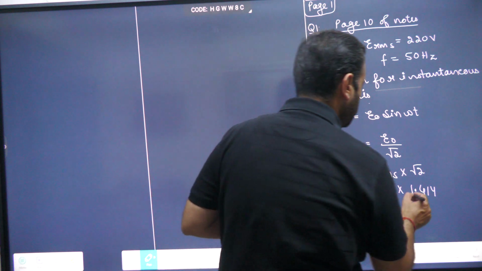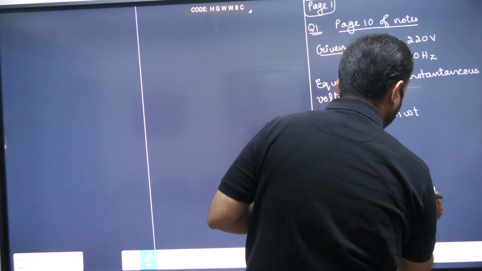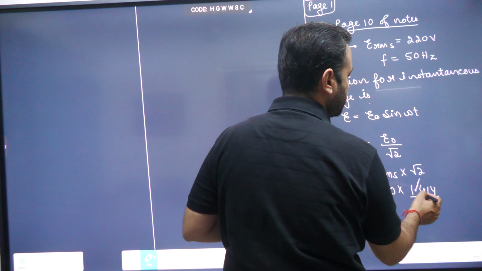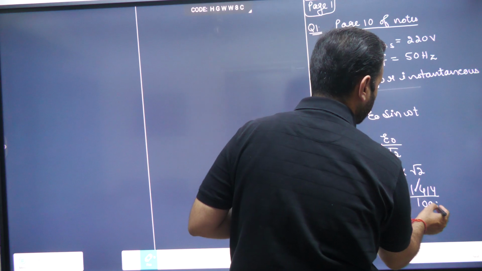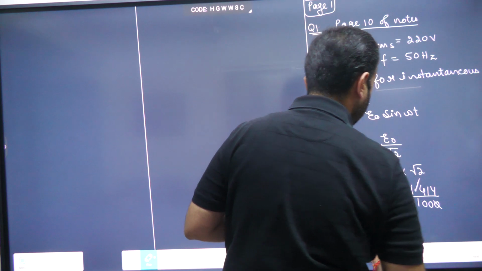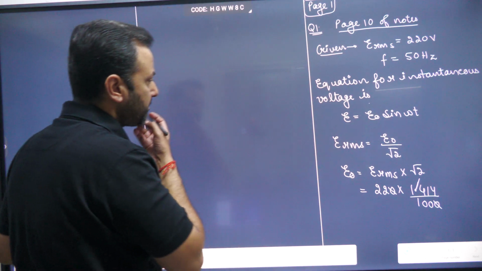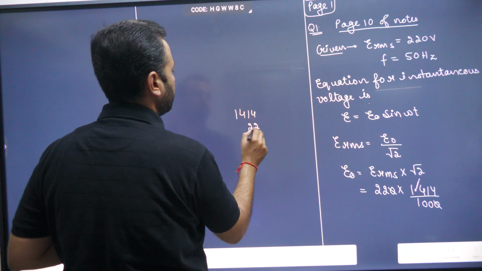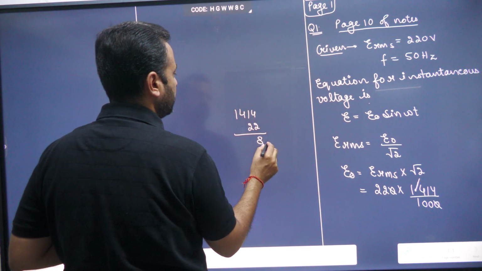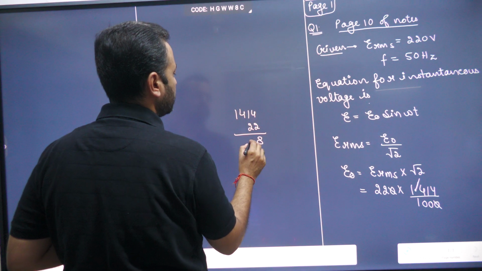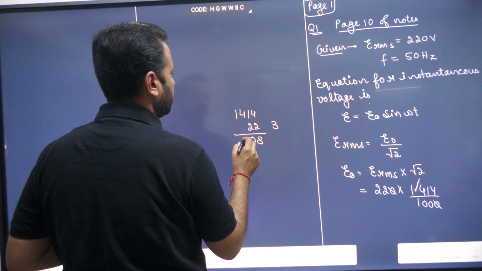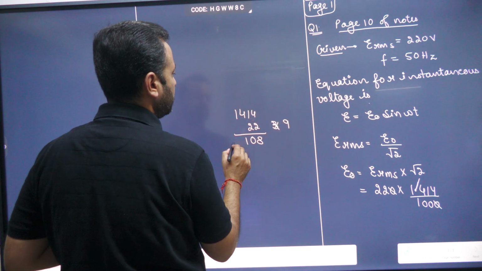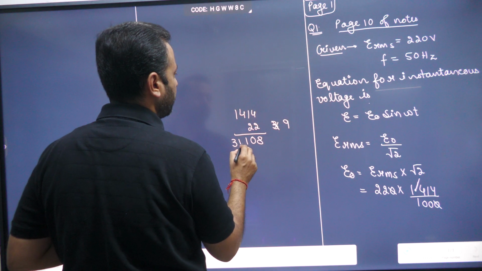So let's multiply both these terms. If I remove this decimal point, then 1 comes in the denominator. How many digits are there after this decimal? 3 digits. 1, 2, 3. So let's cancel this 0 by this 0 and multiply 22 by 1414. 22 4s are 88, 8 is carry. 22 1s are 22 plus 8 is 30, 3 is carry. 22 4s are 88, 88 plus 3 is 91, 9 is carry. 22 1s are 22 plus 9 is 31.